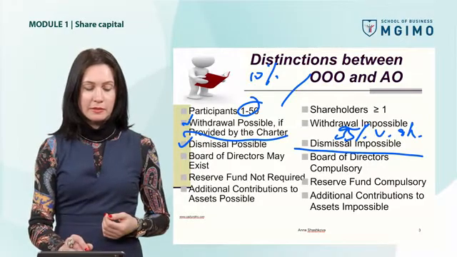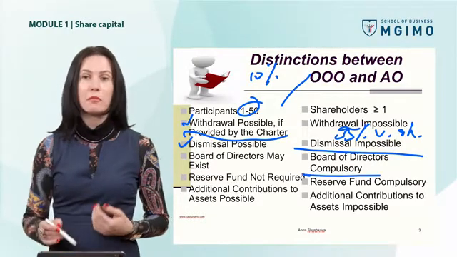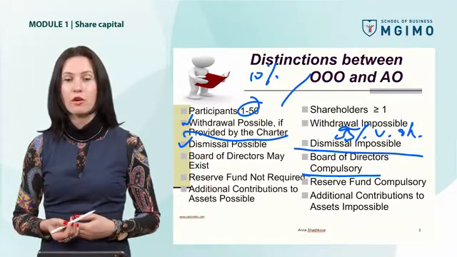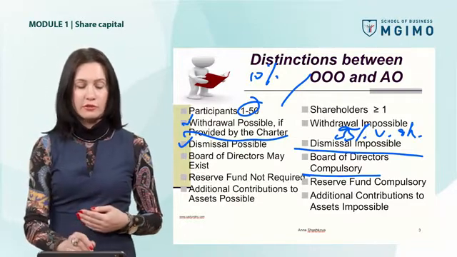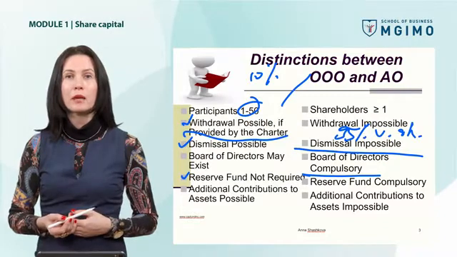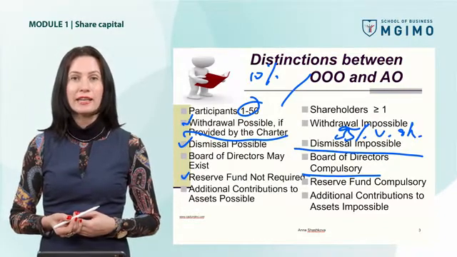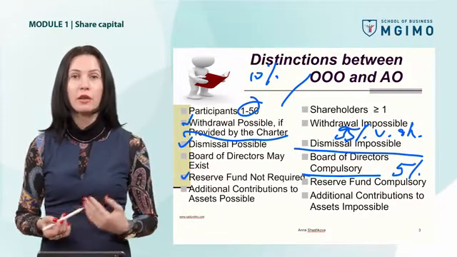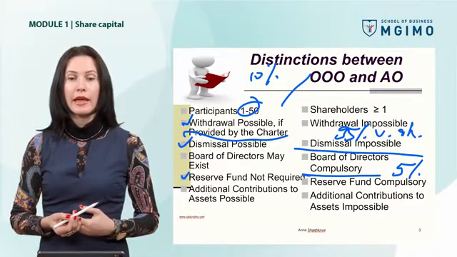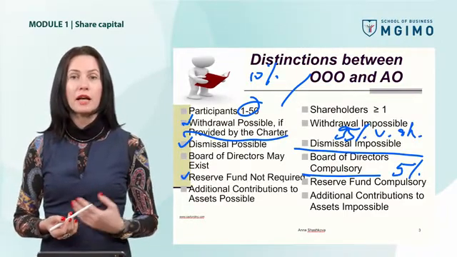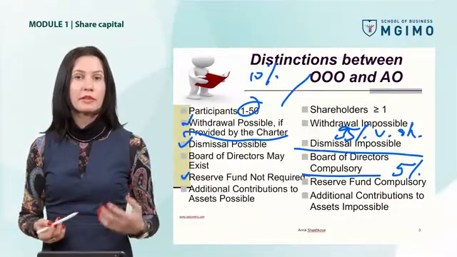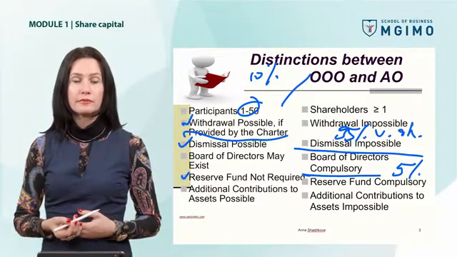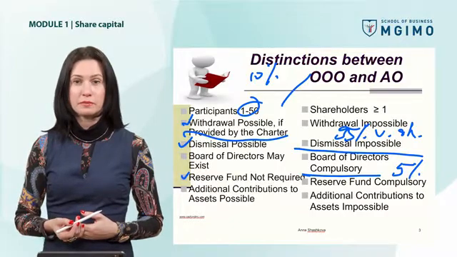In company limited by shares, board of directors is a must. Board of directors of minimum 5 directors. In limited liability company, it is optional. Reserve fund is not required in limited liability company and is compulsory in company limited by shares, and it must be at least 5% from charter capital of the company. And additional contributions to assets are possible in case of limited liability companies, so disproportional contributions without consent of other participants, which is not possible in company limited by shares.